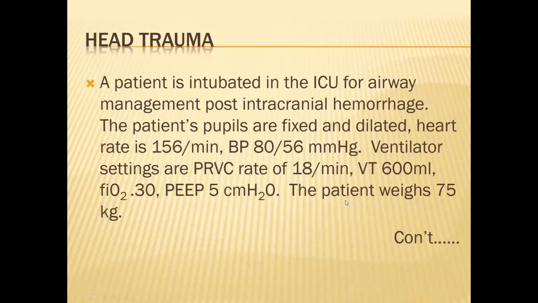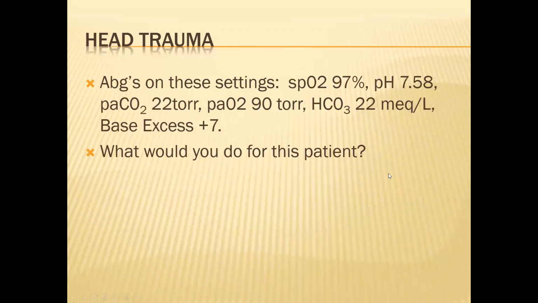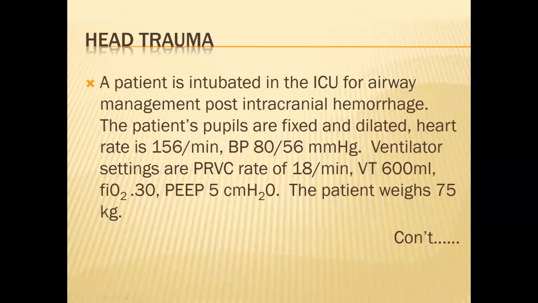Head trauma, patient intubated post intracranial hemorrhage, pupils are fixed and dilated, heart rate's fast, blood pressure's low. PRVC, rate 18, tidal volume 600, 30% and 5 of PEEP, patient weighs 75 kilograms. Wow. Respiratory alkalosis, like crazy. What can you do for this patient?